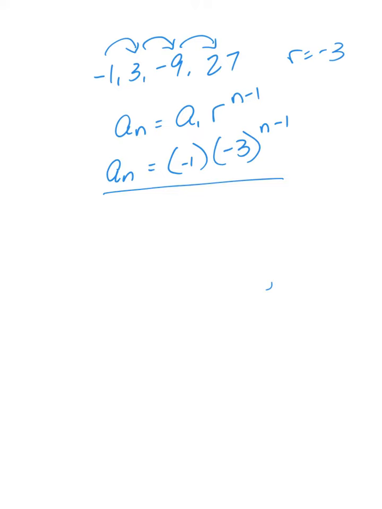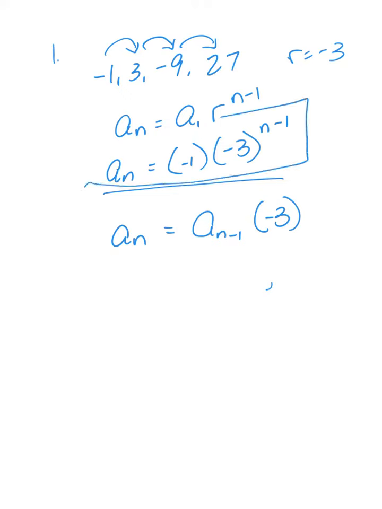Now, the recursive formula is the easiest thing you will ever do in your life. It's A_n equals the guy before it times R. Number 1 has 2 answers. This is the explicit and this is the recursive.